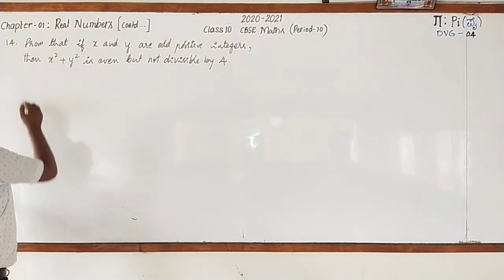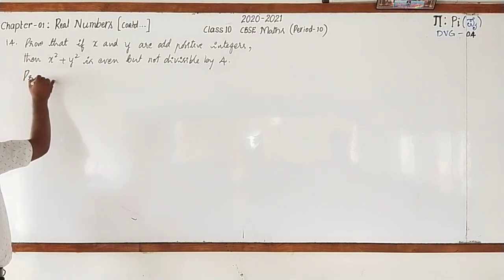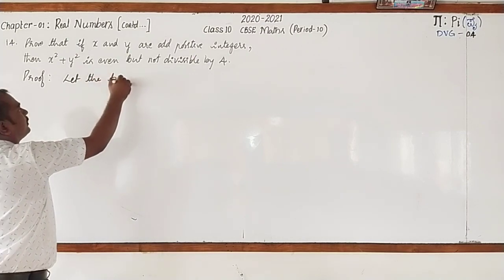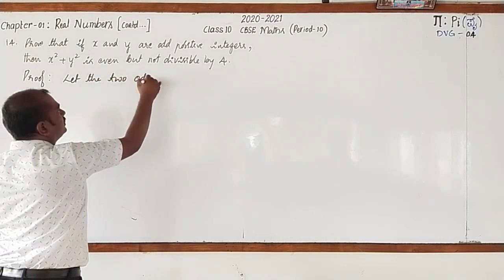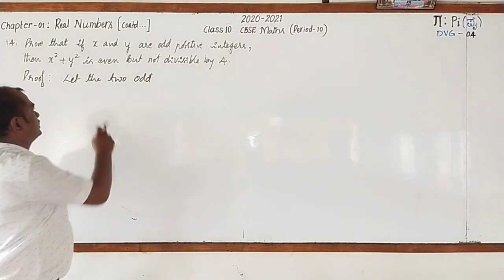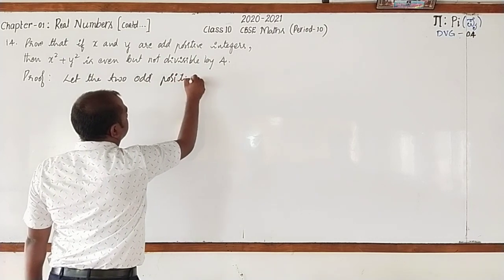Proof. Let x and y be two odd positive integers. Why? Here they are given only two. X and y are odd positive integers.